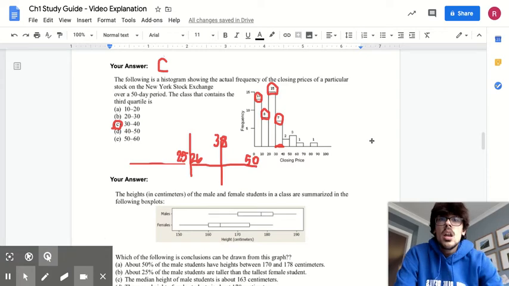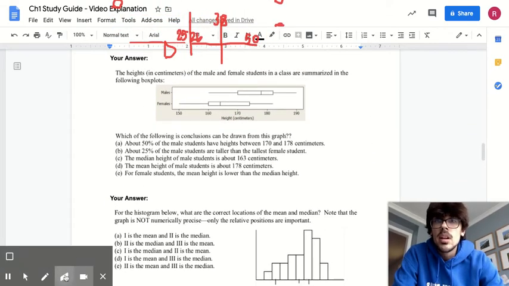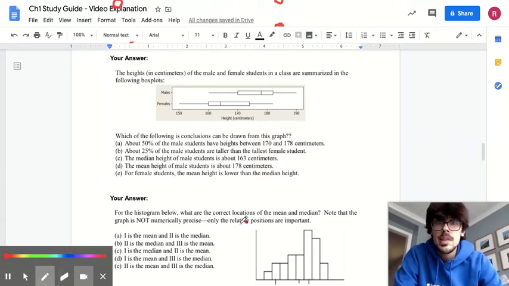Next up, looking at this problem, this is really weird. I don't know why my little eraser thing keeps coming back. It's kind of sad. I got myself two box and whisker plots here, and I have to look at these and make factual statements about them.